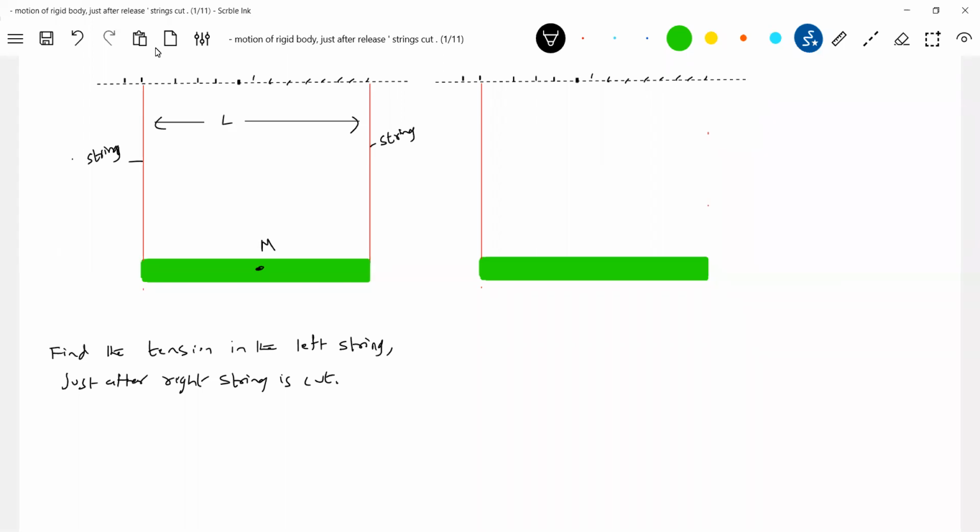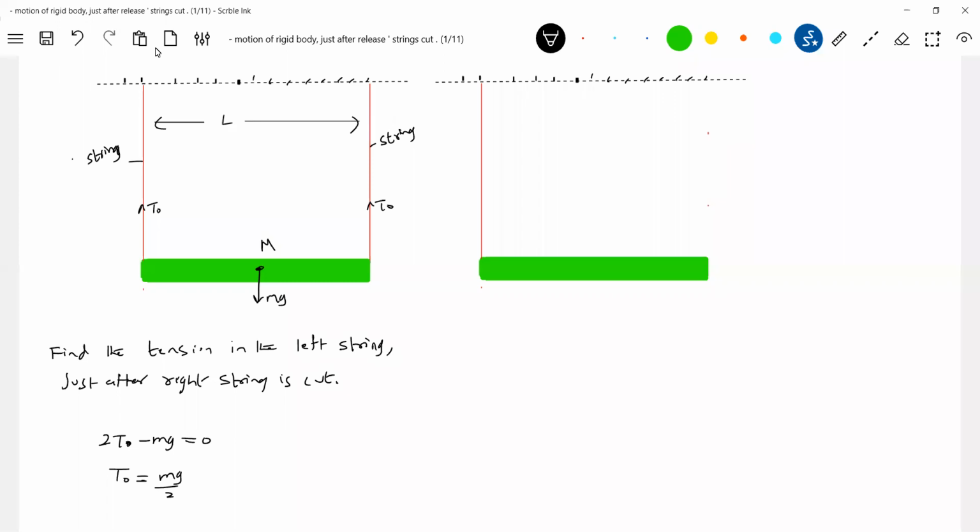Initially, what is the tension? It's in equilibrium. Let the tension be T naught, and the weight mg will act. Therefore, for equilibrium of the rod, 2T naught minus mg equals 0. So what is the initial tension? mg by 2. So this is the tension in the initial string.